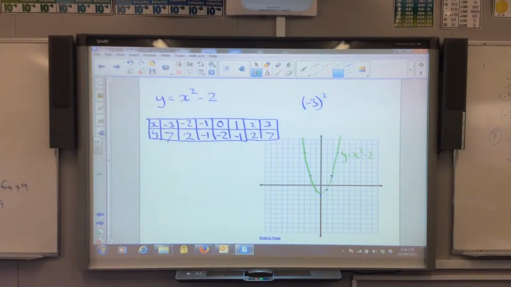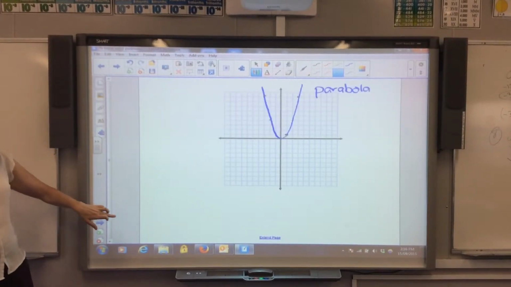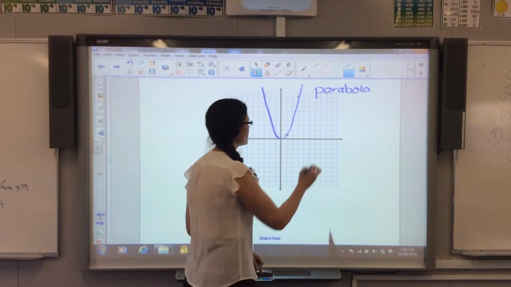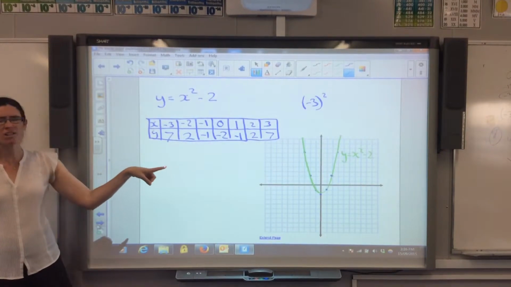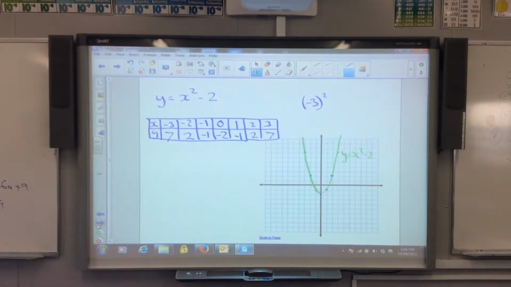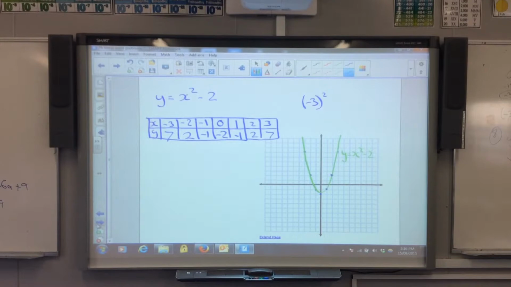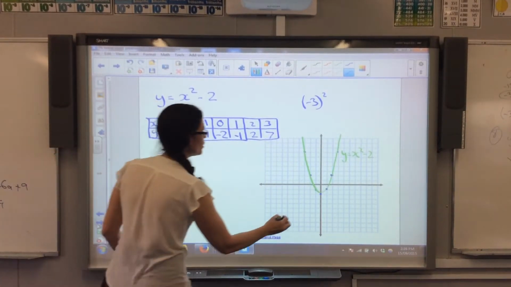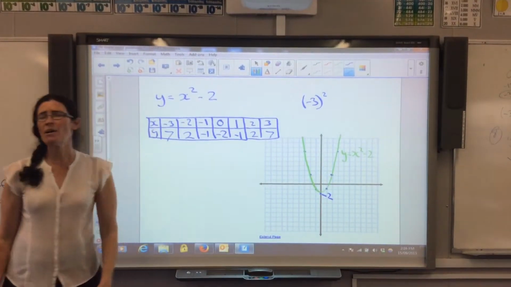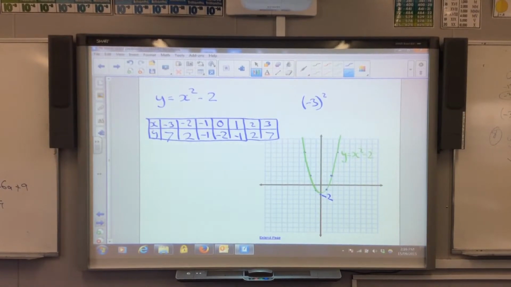So my original parabola went through the origin. Did you see that? The origin. And this was y equals x squared. Can you see this parabola? What's happened to this one? It's the same shape. Where does it go down to? It goes down to -2. So my parabola, it's the same shape, that same beautiful curve. It's just moved down by 2.